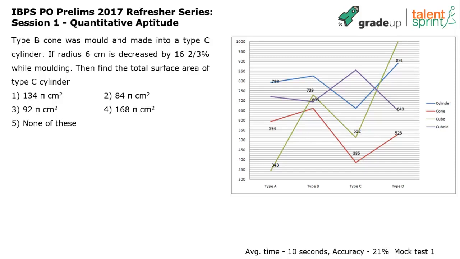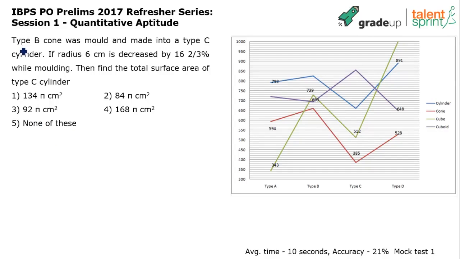Chalo, time is up. Janani has got 168. So you have covered all the options then. 92, 84, 134, 168, and all those who skipped, I would say they have marked the answer as none of this. So I think all the options have been covered. It's time now for us to decide which is the right one.